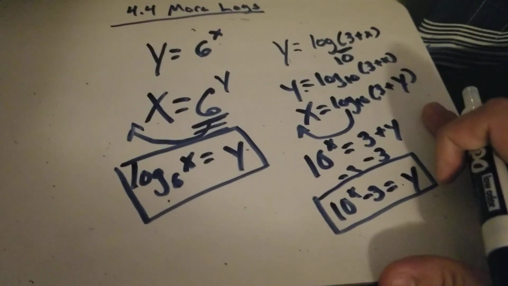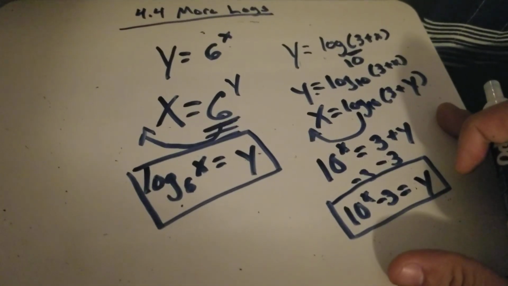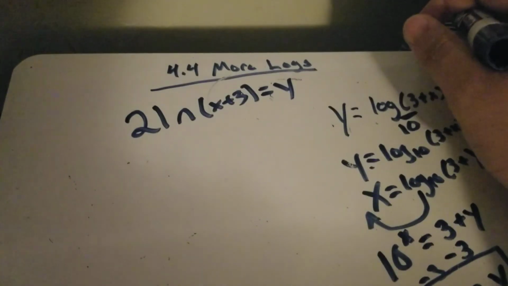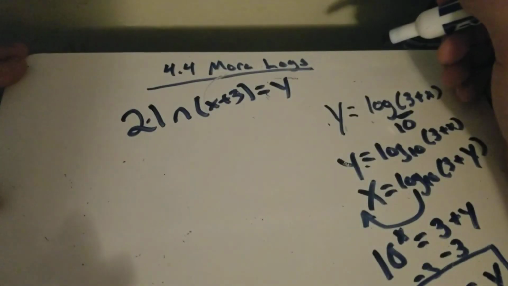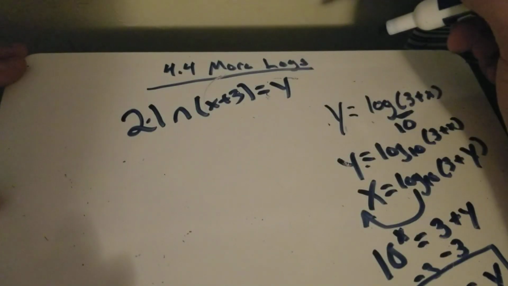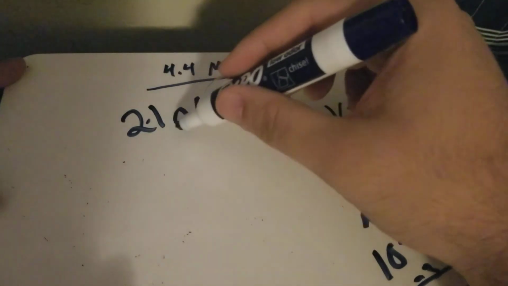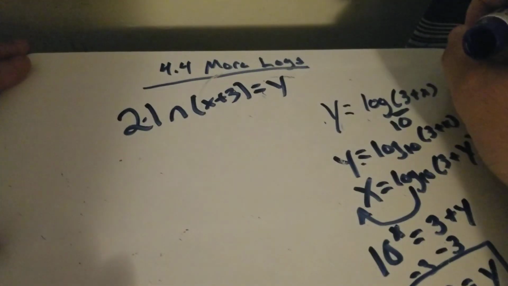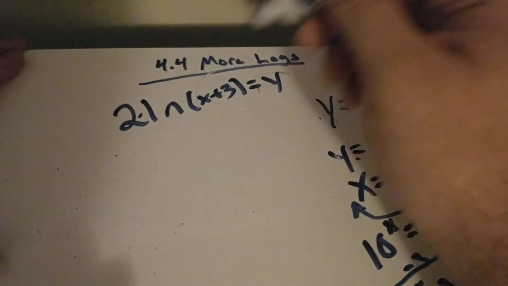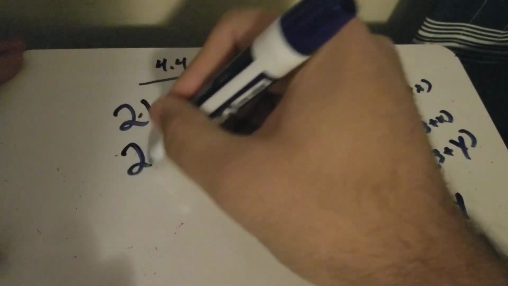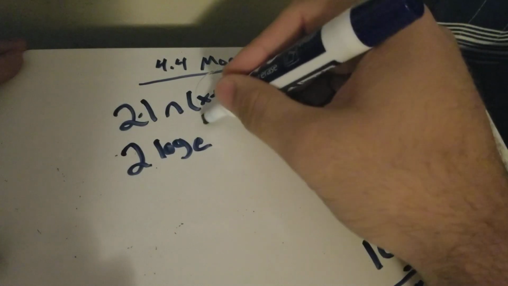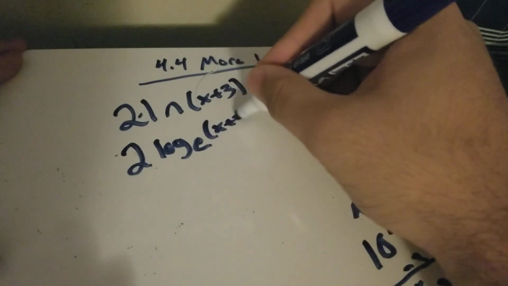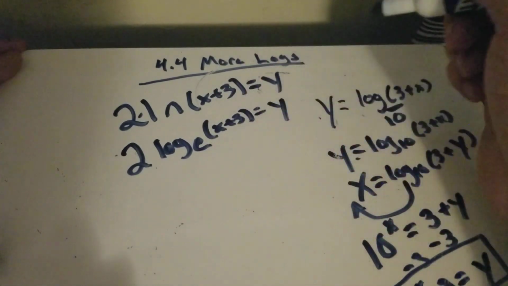I'm going to do about 2 or 3 more. Again, magically appears the new problem: 2 times ln x plus 3 equals y. What is ln? ln is called natural log, and I said in the beginning of the video, you could rewrite this as log base e. So the letter e, x plus 3 equals y.